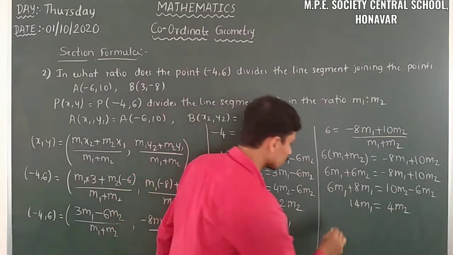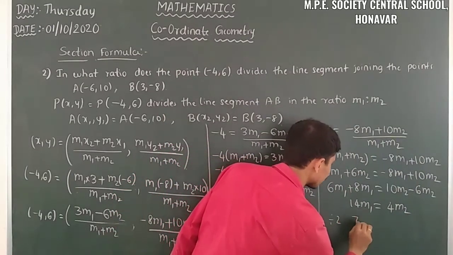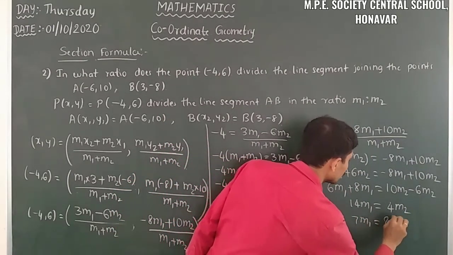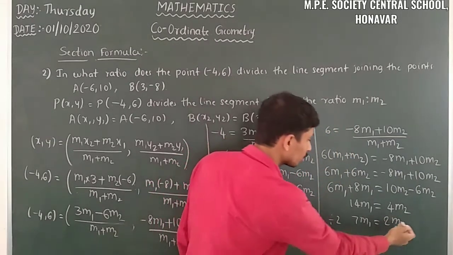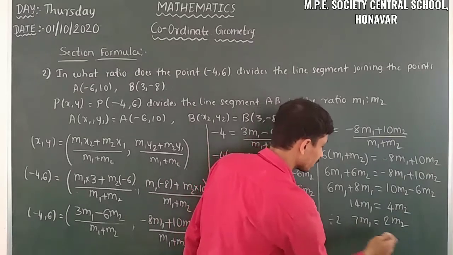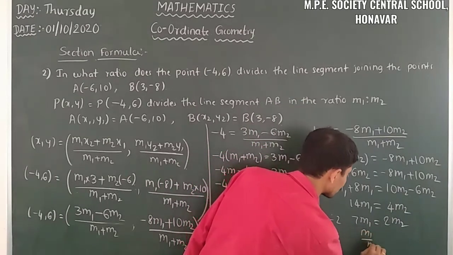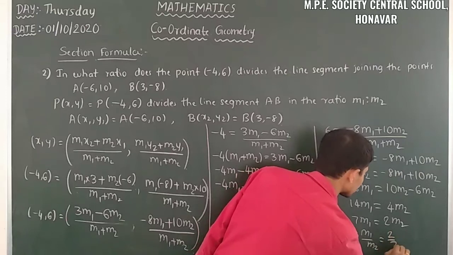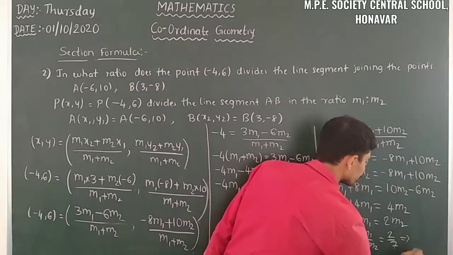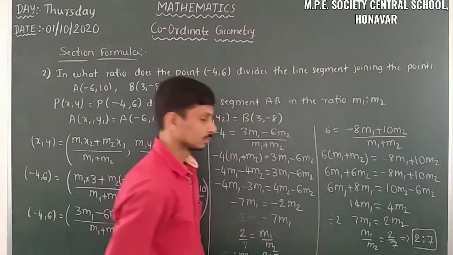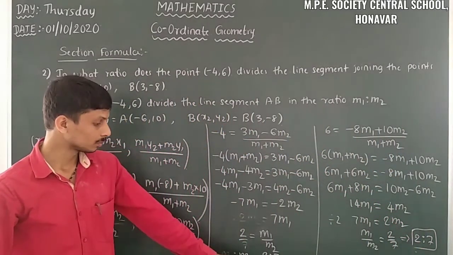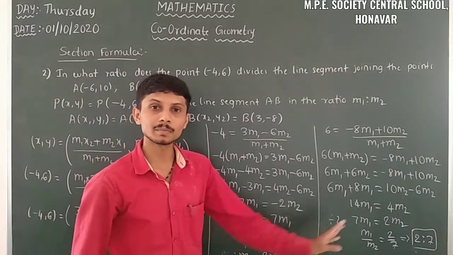Divide both sides by 2. We have 7m1 is equal to 2m2. So we want m1 by m2, transpose m2 here, 7 here. m1 by m2 is equal to 2 by 7. This means it's 2 is to 7. So in both cases we have the same answer.